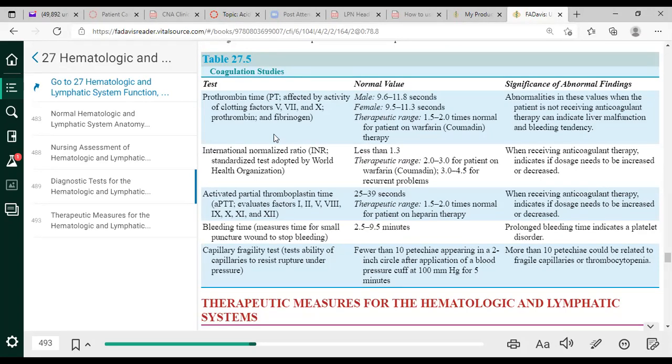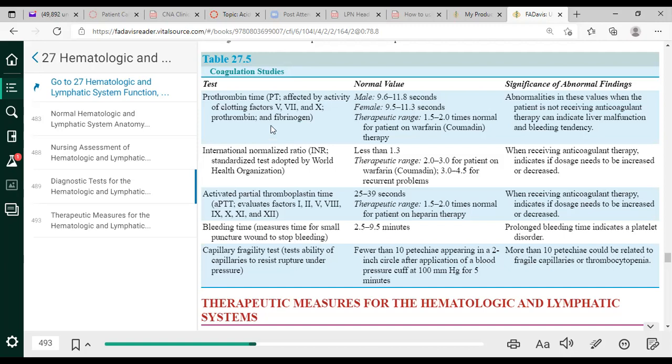It talks about the INR. You want to remember that with INR, less than 1.3 will be considered normal. For a patient who is on warfarin, the therapeutic range is 2.0 to 3.0. So a patient who is actually on warfarin, we're going to get them to their therapeutic range for their INR, which should be 2.0 to 3.0.